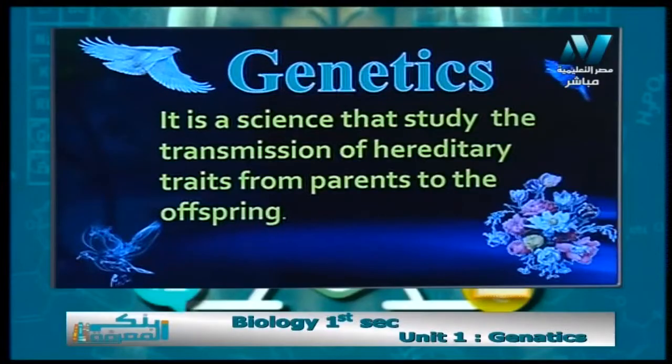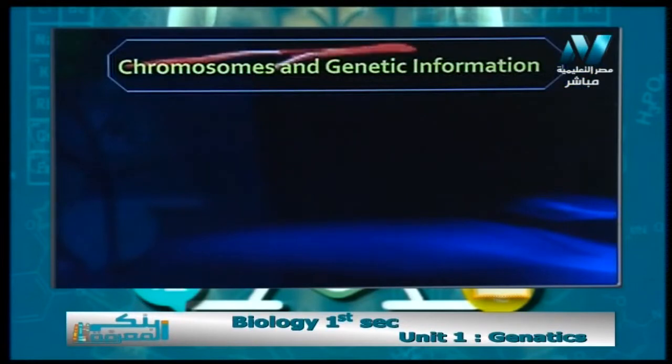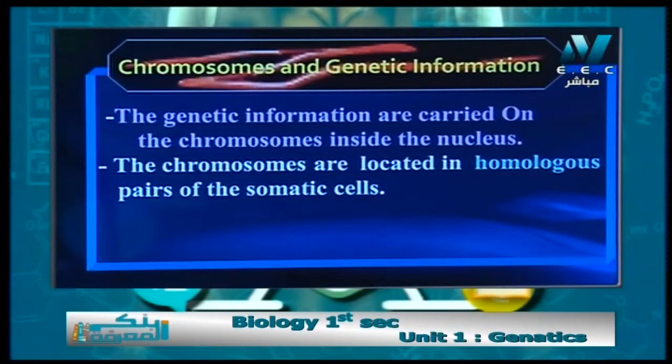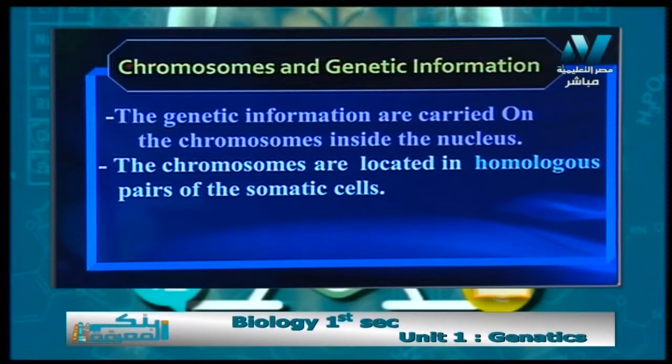What's meant by genetics? It is a science that studies the transmission of hereditary traits from parents to offspring. Chromosomes and genetic informations. The genetic informations are carried on the chromosomes. Inside the nucleus, the chromosomes are located in homologous pairs of the somatic cells.